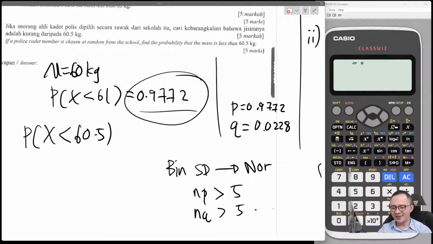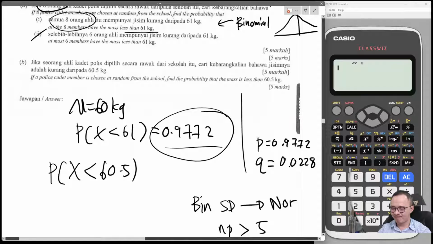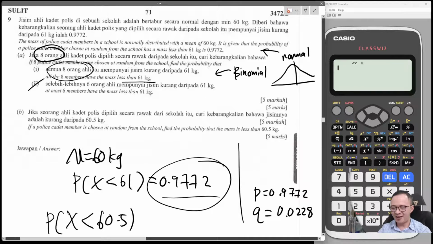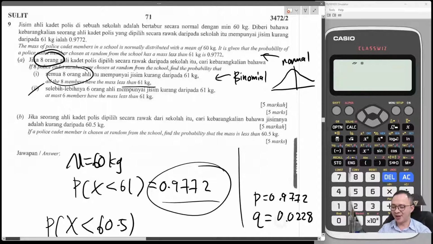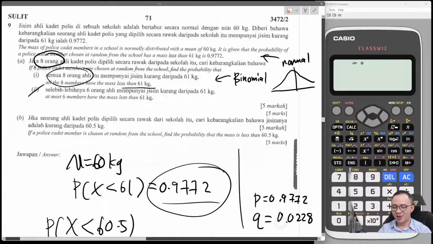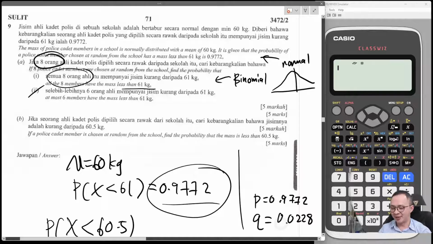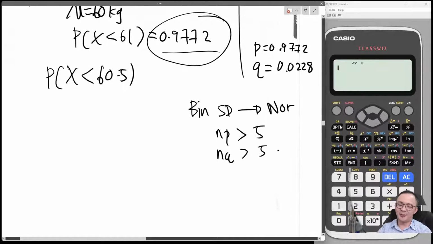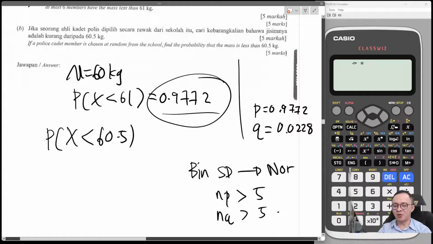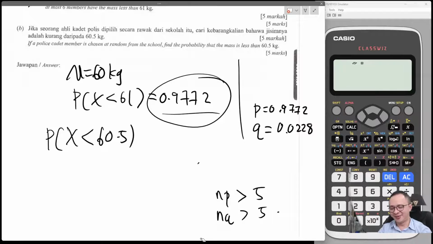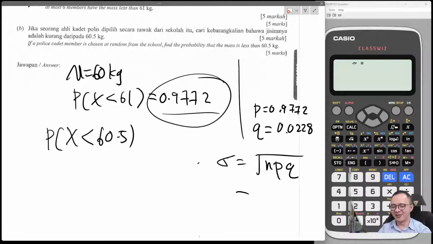But in these cases, how many cadets do I have? The question doesn't say. Of course, in A they say 8, but I don't think B is related to A. But if we don't do that, there's almost no way we can get the standard deviation. So we ignore the condition since we have limited information, and just do the square root of npq to get our standard deviation.